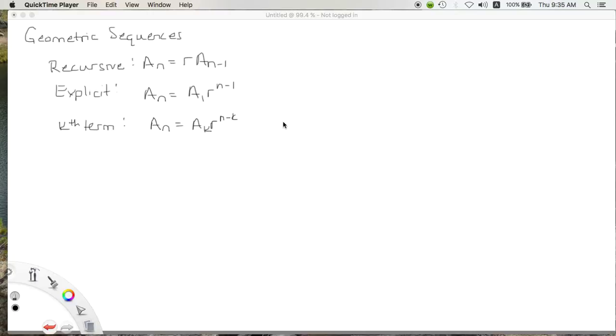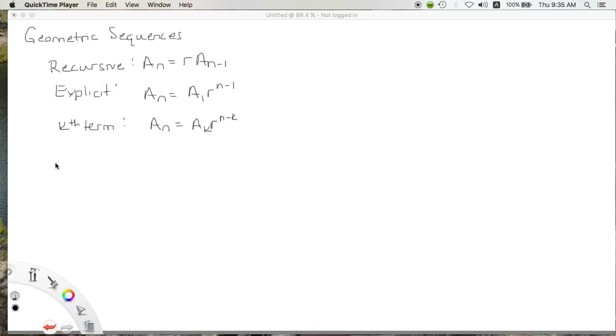Geometric sequences are a very common form of sequences where we multiply between each term. The recursive formula we've seen before. We have our common ratio, and we just multiply it times the term before. Explicit we've also seen before, where you take the first term and use that common ratio raised to the power of n minus 1. Then we also have this kth term if we're given something in the middle and we need to find out the first term or some other term.